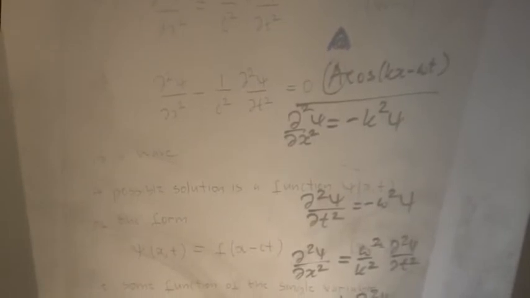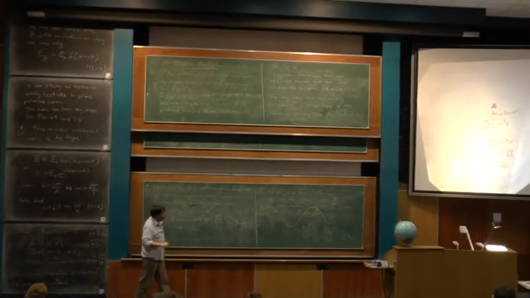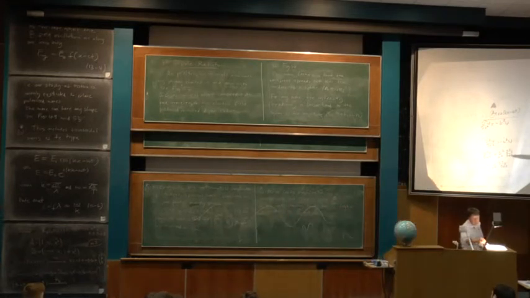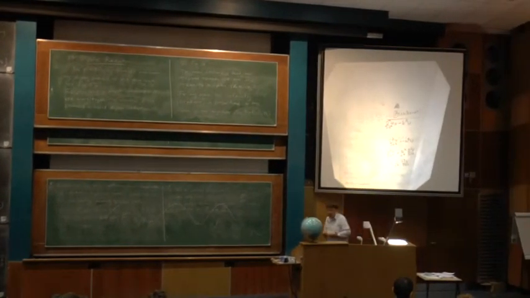If I differentiate twice with respect to space, I pull down k squared. If I differentiate twice with respect to time, I pull down omega squared, and therefore the d2 psi by dt squared is just omega over k squared times the second order derivative with respect to time, and it fulfills the wave equation.